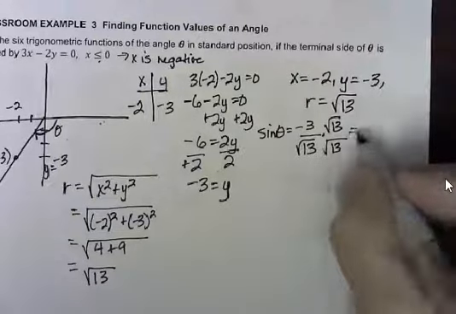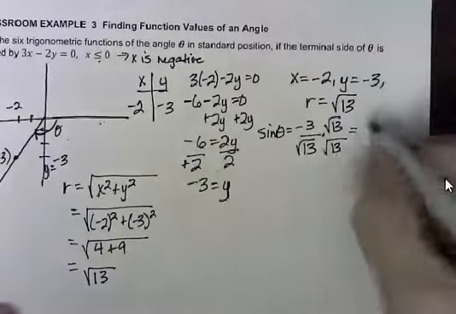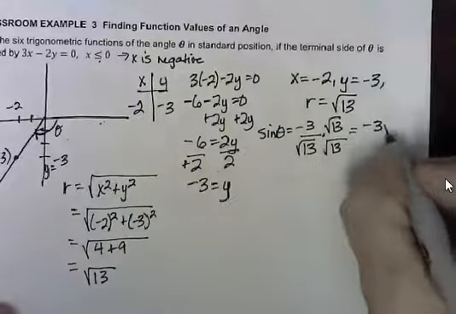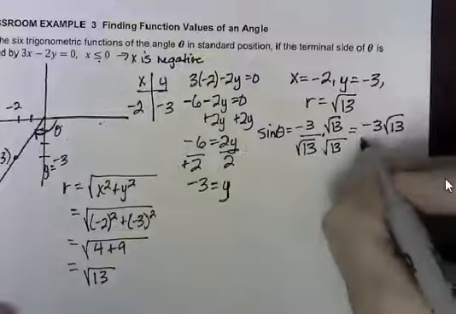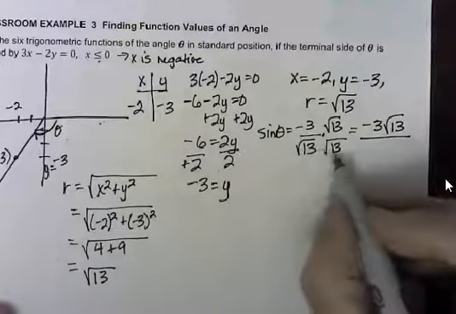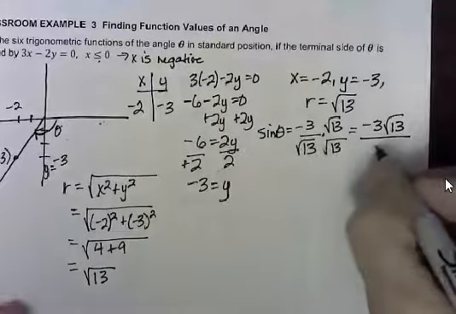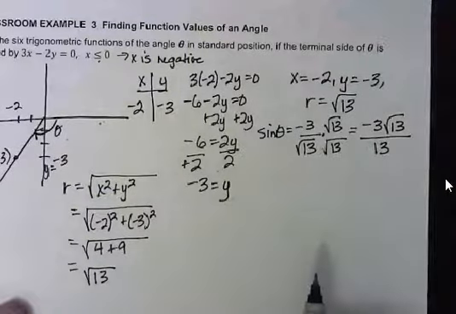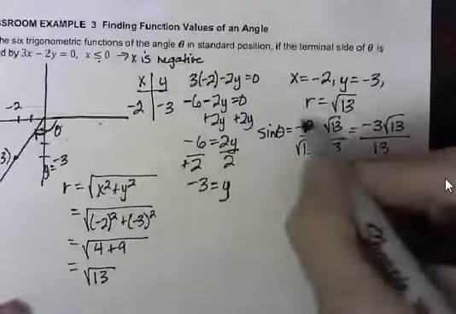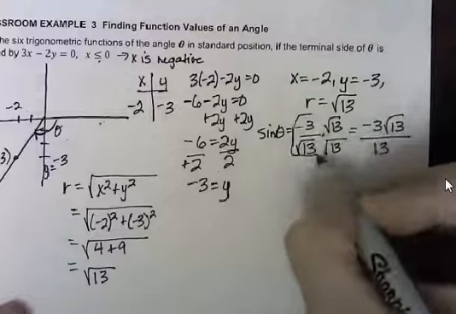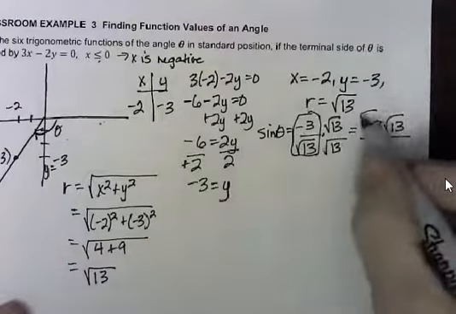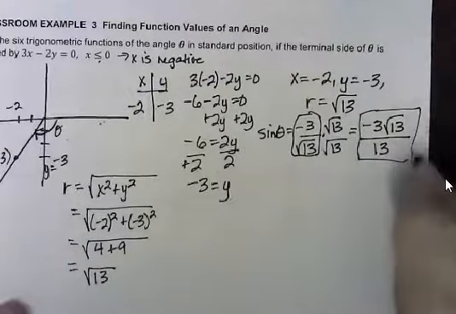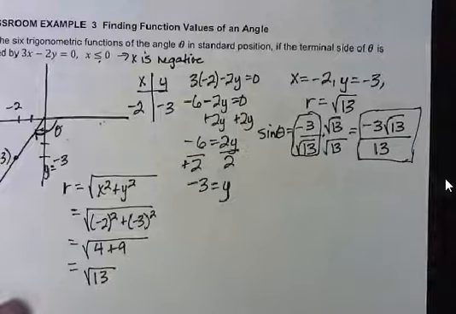So to do this, we would take the top and the bottom times the square root of 13. That would give us -3 times the square root of 13 on the top. And then the square root of 13 times itself actually cancels out the square root, so now we've got just a 13 on the bottom. So this would be one form of the answer, and this would be another form of the answer with the denominator rationalized.